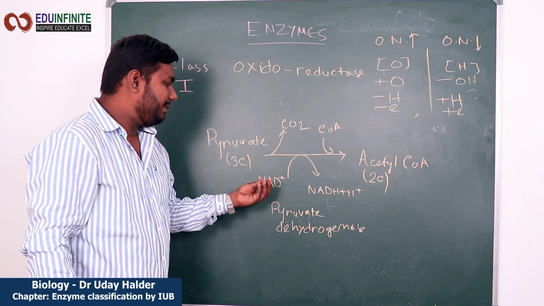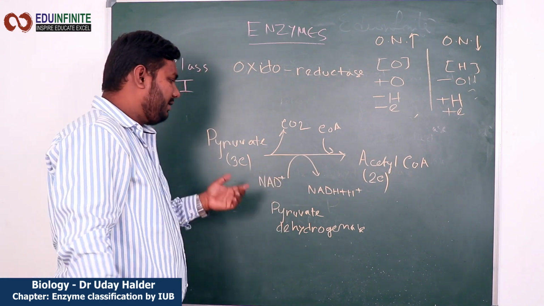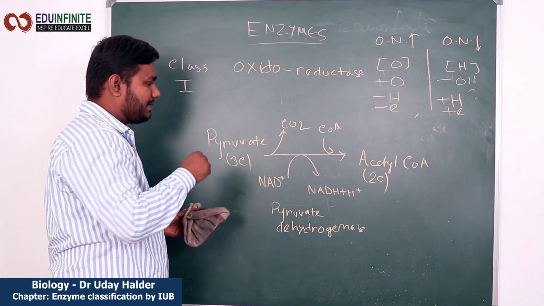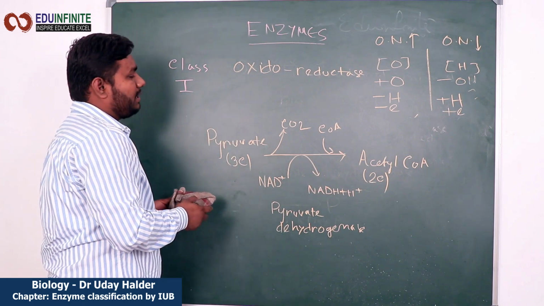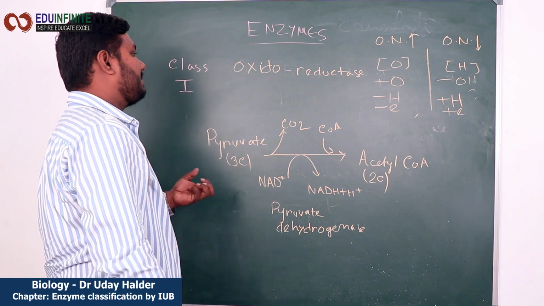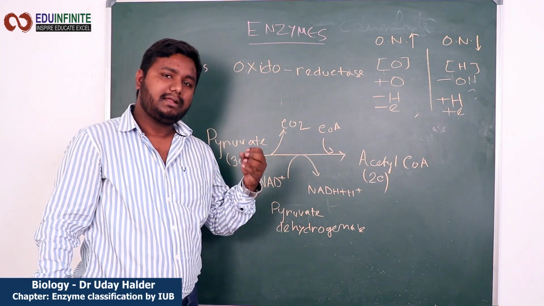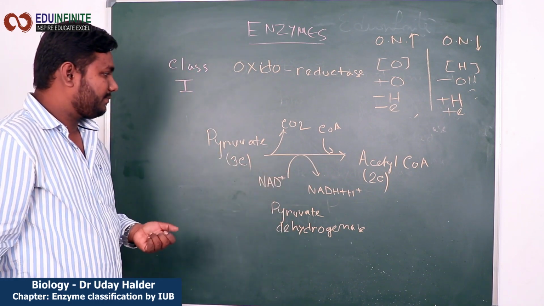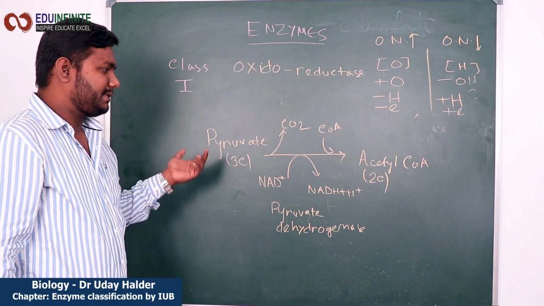And who is helping in this process? NAD plus. This is nicotinamide adenine dinucleotide. We'll start this thing under the cofactors section of enzymes later on. So I hope you guys have understood this thing, oxidoreductase enzyme. So oxidoreductase enzymes do the job of oxidation reduction in a reaction like this. This is called a link reaction. This is the link between glycolysis and Krebs cycle.